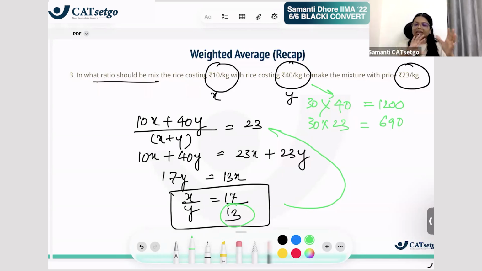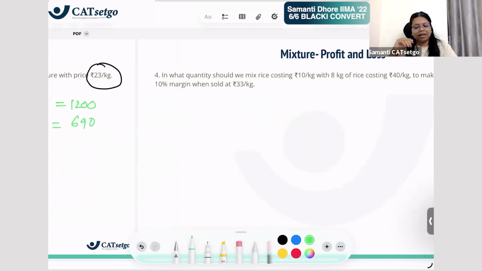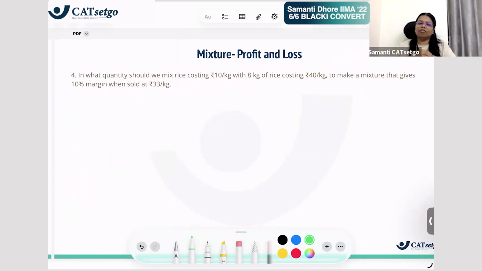Right, so that will come there, but here is where with weighted average and with mixtures and with mixing comes the concept of profit and loss, and that is what we are going to do here. It's going to be very, very handy. Let us understand how to solve mixtures with profit and loss. All right. So let's do this question.